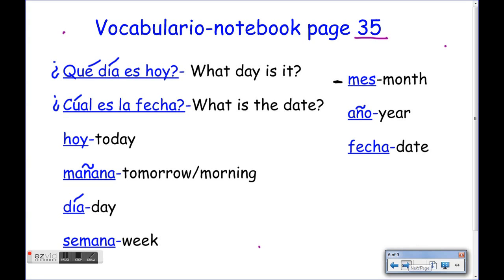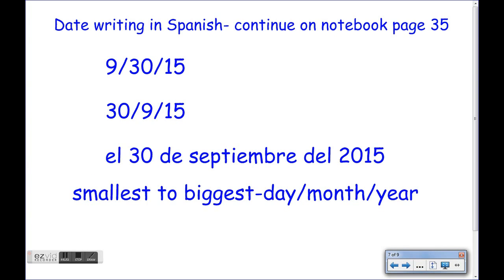Okay. Also on page 35, you're going to take a couple notes about writing dates in Spanish. In the United States, we use a month, day, year format. So we put the month, then the day, then the year. However, it's not the same in Spanish-speaking countries. Actually, most other countries in the world use the day, month, year format. So we have the day, the month, and then the year. The military in the United States also uses this format because it makes the most sense. It goes from the smallest unit of time to the biggest. So that's why we use day, then month, and then year.